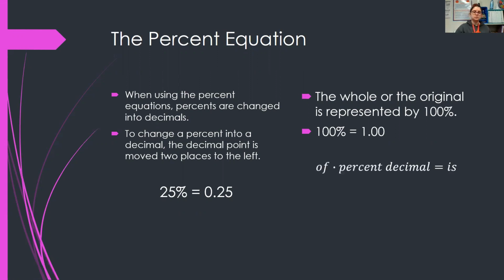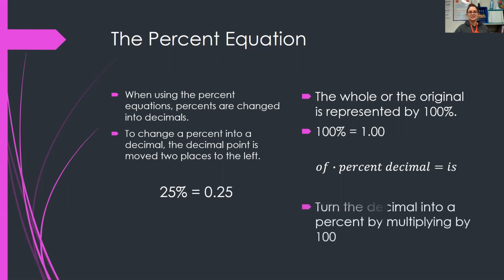So overall, when we're thinking about is, of, and percent from our percent proportion, we think about of times our percent decimal equals our is, what I'm looking for. And then to get our final answer, if we're looking for a percentage, we would multiply it back by 100 to turn it back into a percent, or move the decimal 2 places to the right. Now this is very theoretical, but it makes more sense in practice. So let's jump right into using our equation.